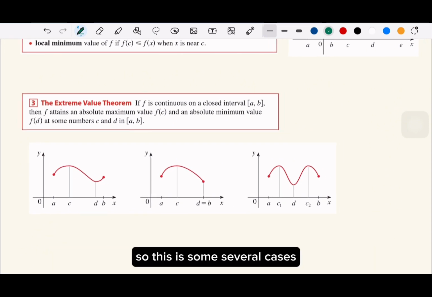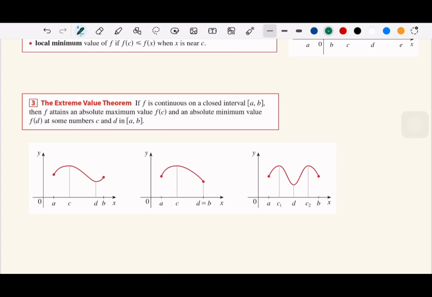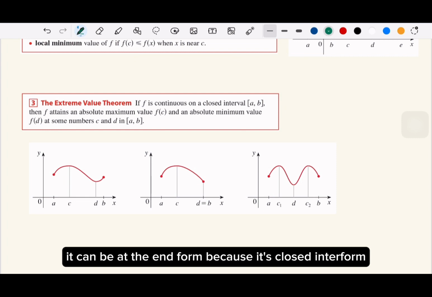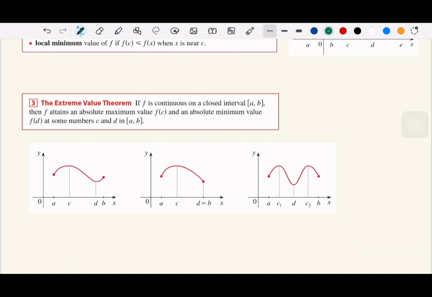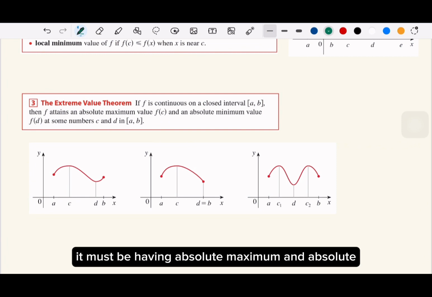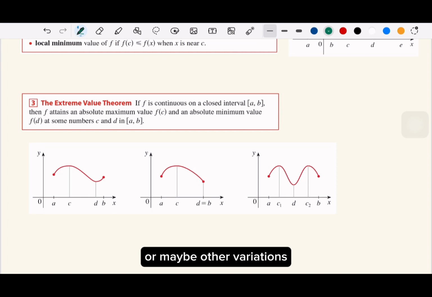So these are several cases. For example, we have this absolute maximum and this minimum, and they can be at the endpoint, because it's a closed interval. And we can have, for example here, c1 and c2 with the same height, which means both of them are absolute maximum. So the extreme value theorem for a closed interval just says that the function must have an absolute maximum and an absolute minimum. But how many of them? It depends on the function. It can have 2 absolute maximums or 1 absolute minimum or maybe other variations as well.